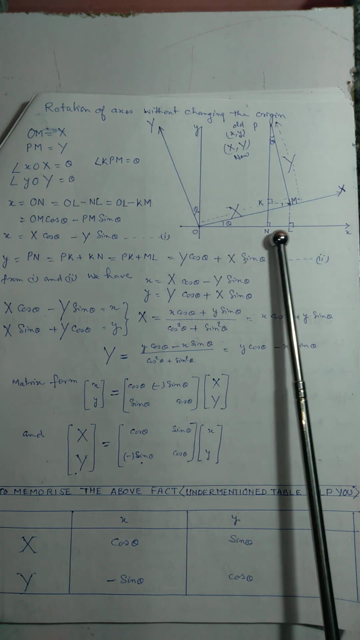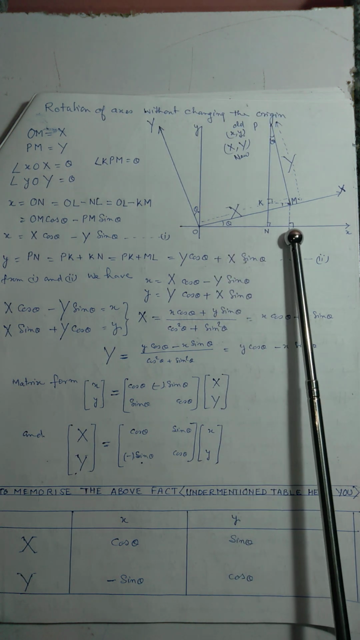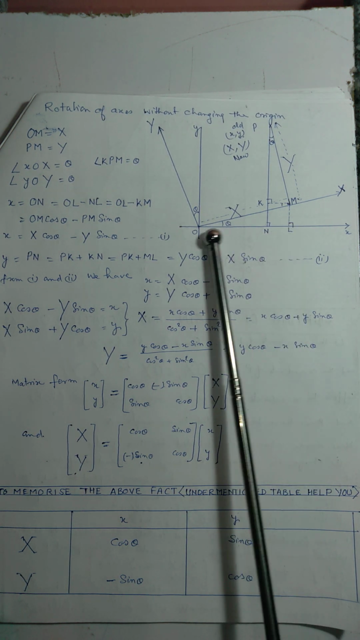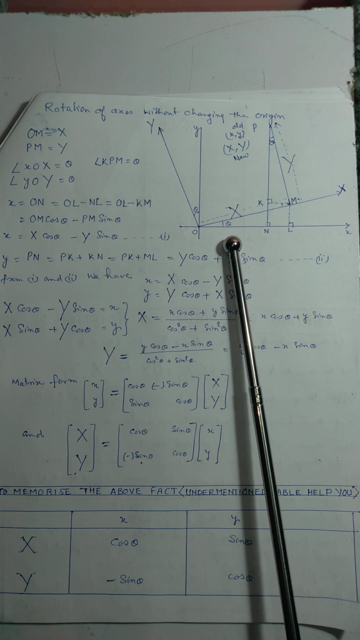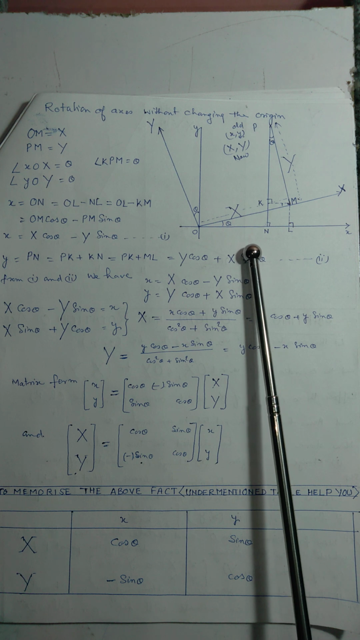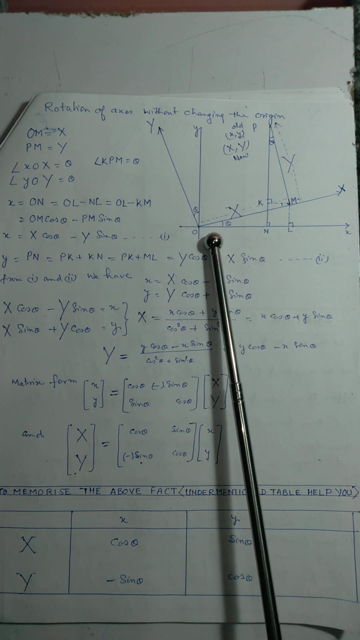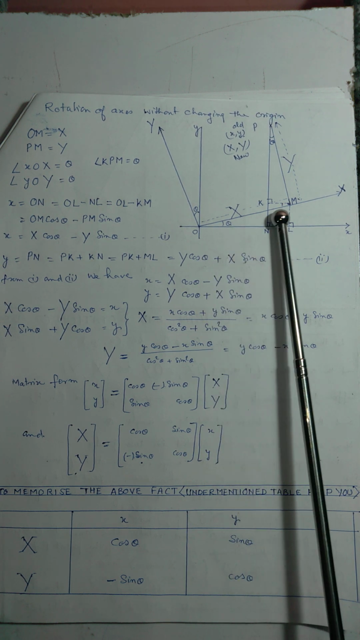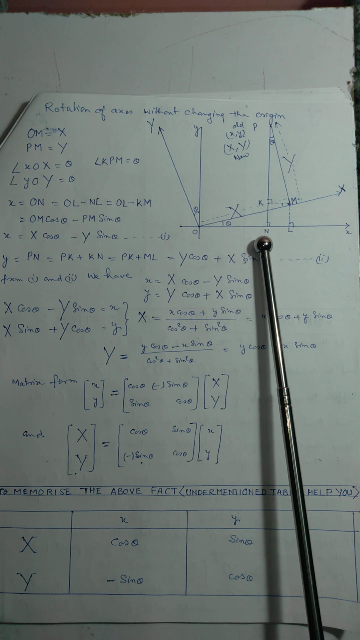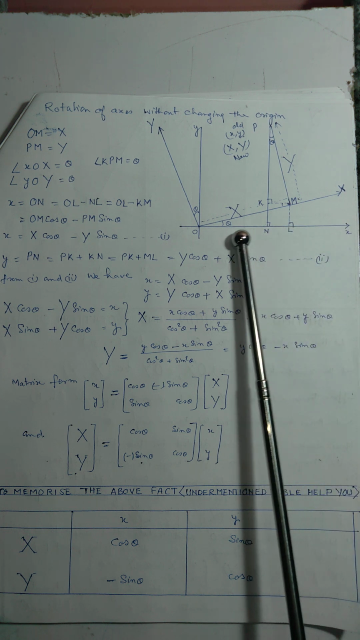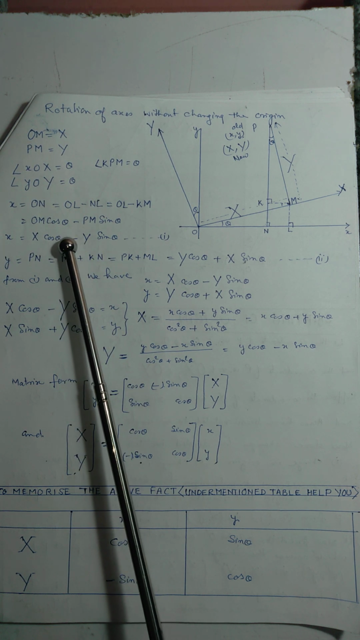So it is the base for angle theta. Here it is 90 degrees. So in the right angle triangle, we just have to apply the trigonometrical formula. OL will be equal to OM cos theta, or you can say capital X cos theta.